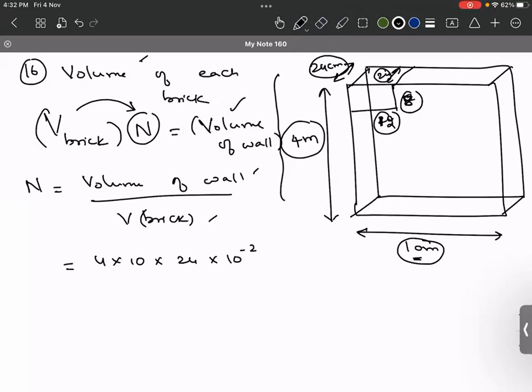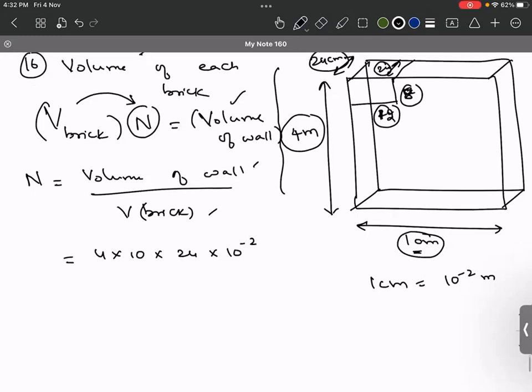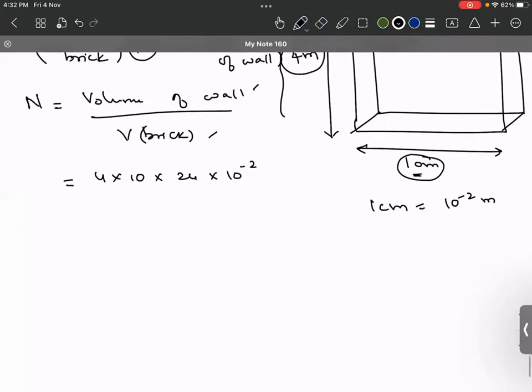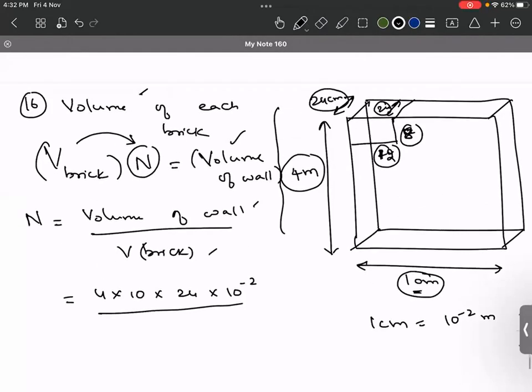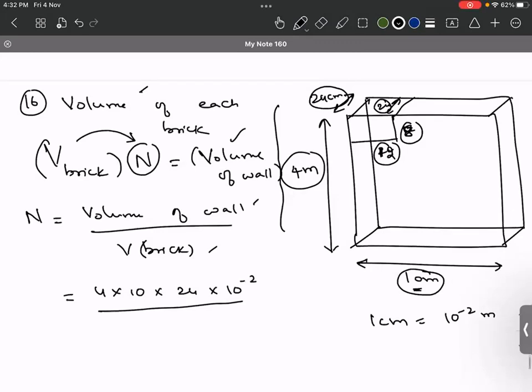Why did I write this 10 power minus 2? Sir, because it's in centimeter. Yes. So I want you all to get used to exponents also. 1 centimeter is 10 power minus 2 meter. The whole divided by the volume of brick. It's given as 24 centimeter into 12 centimeter into 8 centimeter. So everything is in centimeter.